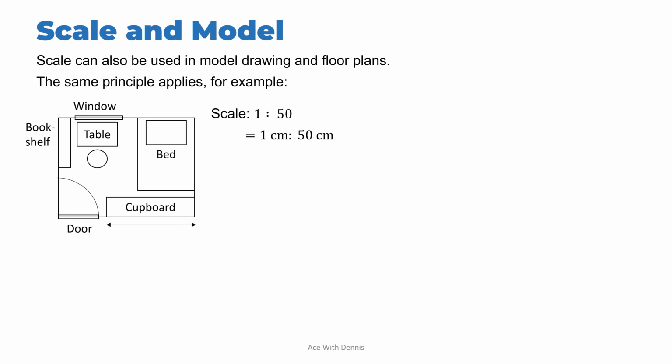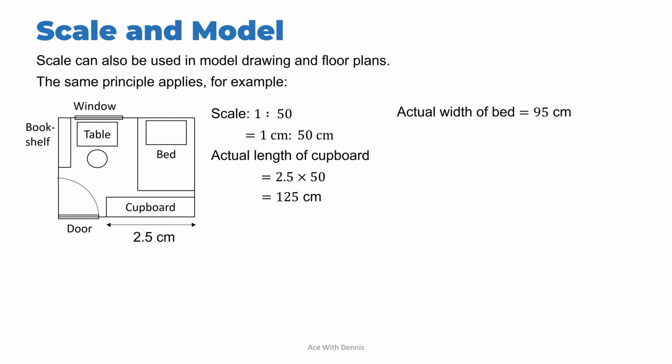Let's say the length of this cupboard is 2.5 centimeters. What is the actual length of the cupboard? It will be 2.5 times 50, which is 125 centimeters. As based on the scale, 1 centimeter is 50 centimeters, so 2.5 centimeters will be 125 centimeters for the actual length of the cupboard.